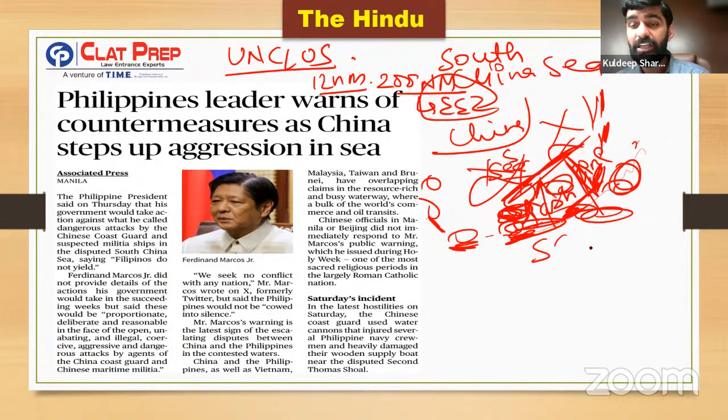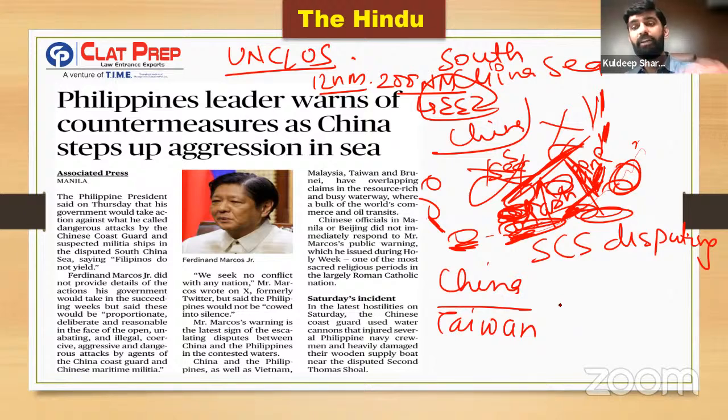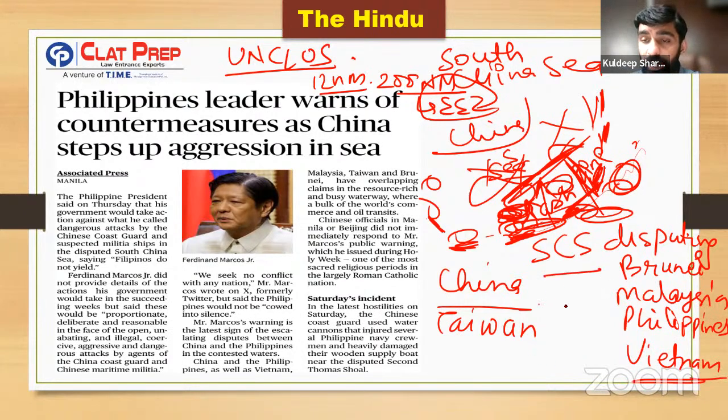So let's study the South China Sea disputing countries. You can keep China and Taiwan on one side, because China claims Taiwan is part of China, and Taiwan believes that it is the original China, and both claim the same nine-dash line. On the other side, you can keep the other South China Sea states: Brunei, Malaysia, Philippines, and Vietnam. So these are the South China Sea disputing countries.